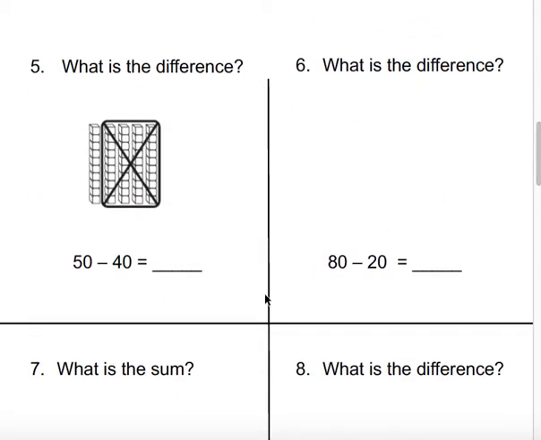Let's do number 5. What is the difference? 50 minus 40 equals what? And they drew 10 sticks for you and then cross them off. So write your answer right here. Number 6. What is the difference? 80 minus 20 equals what? So I would draw 10 sticks and draw 80 minus 20.